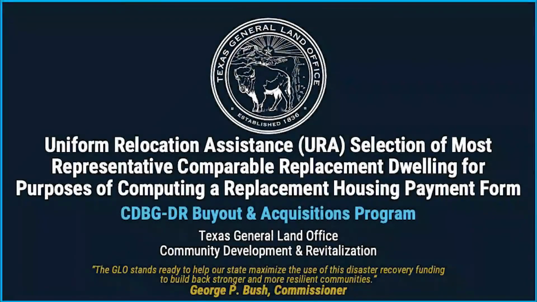Today we will review the URA Selection of Most Representative Comparable Replacement Dwelling for Purposes of Computing a Replacement Housing Payment, Form HUD-461, which is one of HUD's required documents for voluntary buyout or acquisition programs that have displaced tenants, therefore triggering URA requirements.